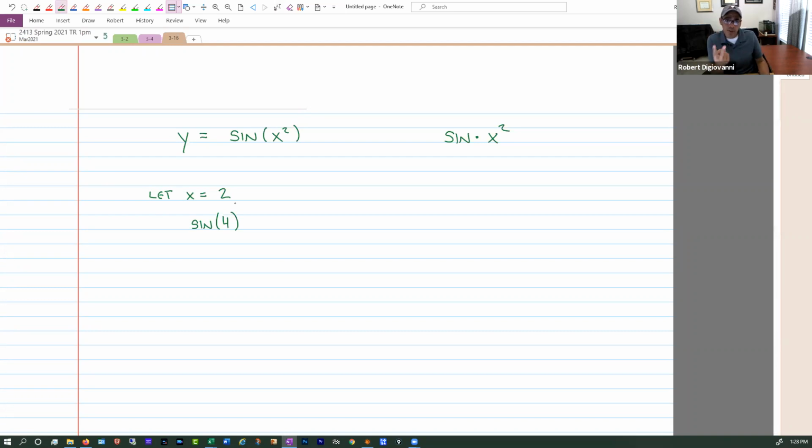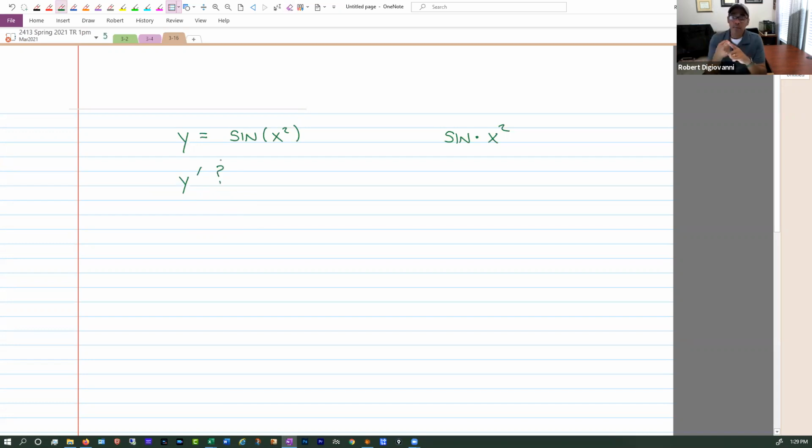So there were like 2 steps you had to do. You had to plug in the 2 and square it. That was the first thing. You squared it, and then after that, you did the sine. So if you look at that as like layers of an onion, you had an inner layer and then an outer layer. The inner layer of this was the x squared, and the outer layer was the sine. Is that clear to everybody? Yes? Okay.